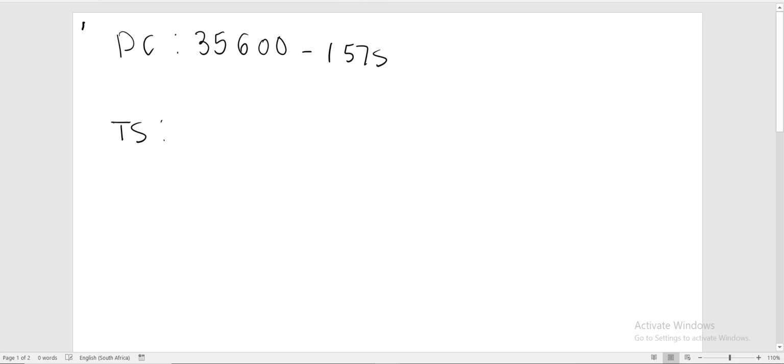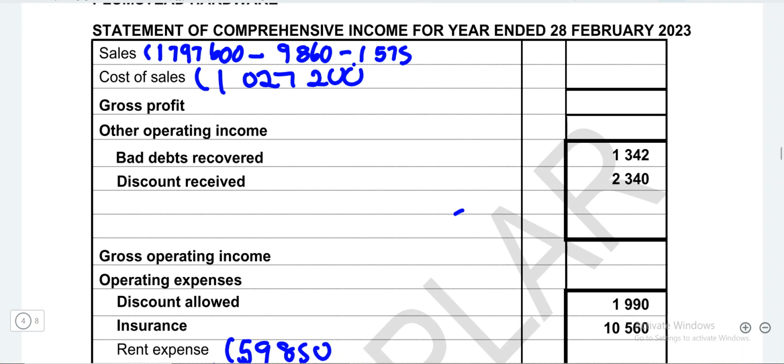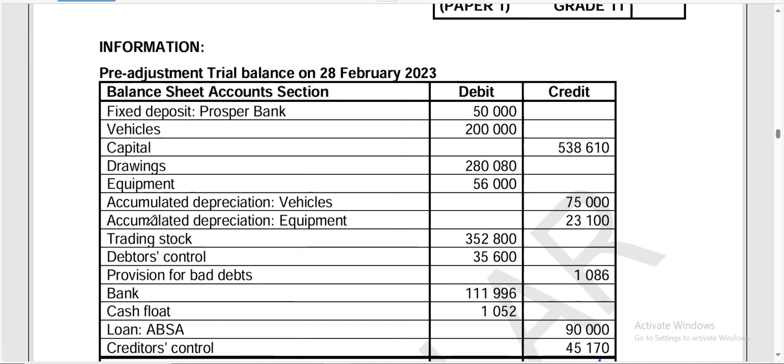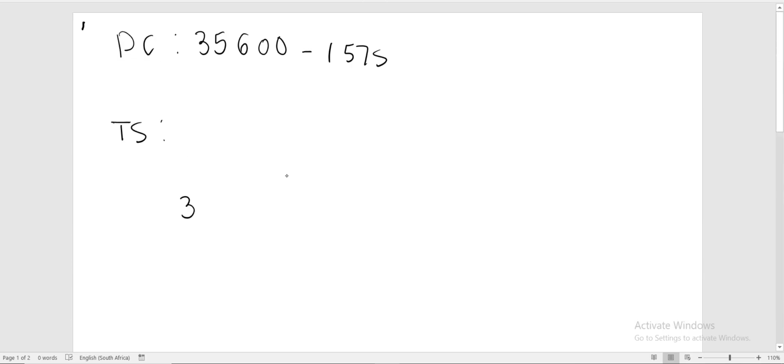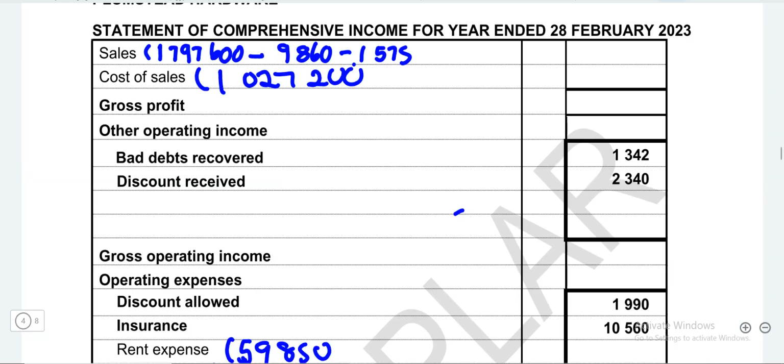In our trading stock, remember the trading stock from the records, which is what we are given according to our books here. This trading stock of 352,800 must also be updated. So the trading stock of 352,800 must also subtract that 900, because we said cost of sales and trading stock will be affected. So we must also come here on our cost of sales and then subtract that 900, and then from there we will proceed with the transactions. Remember, the debtors control has been updated, so everything has been updated.